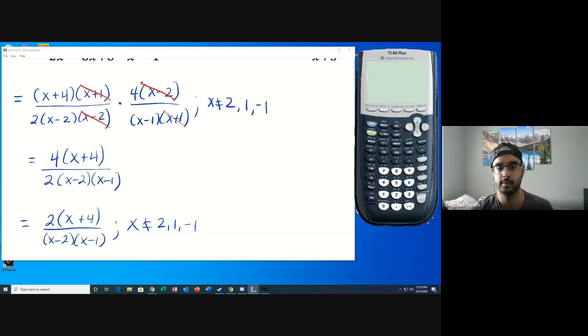Now remember, those non-permissible values always come from that original expression. Don't just find them on the simplified version, because sometimes things get canceled out and you won't actually see them.